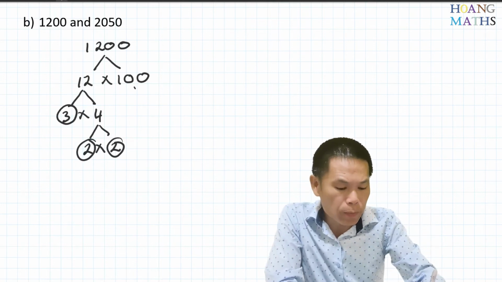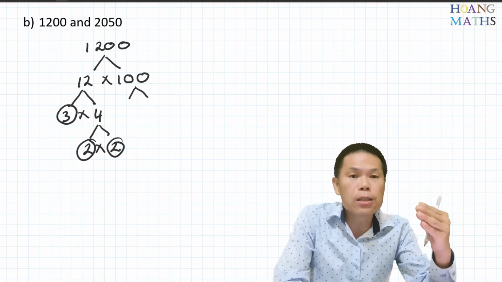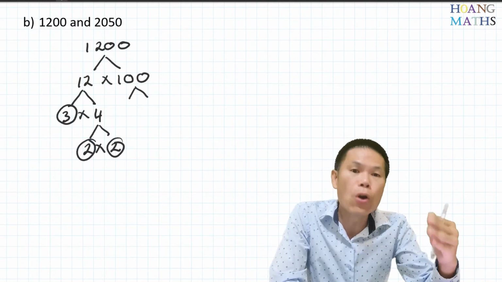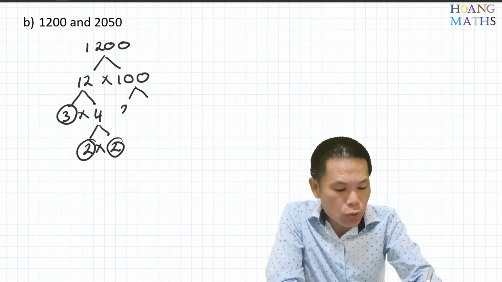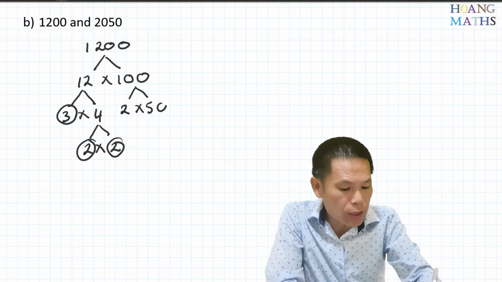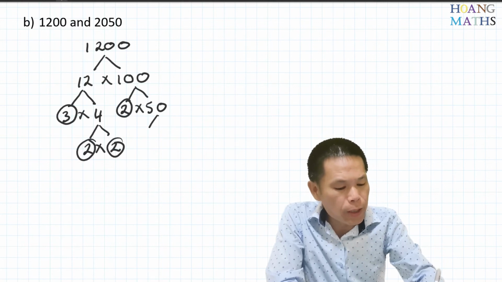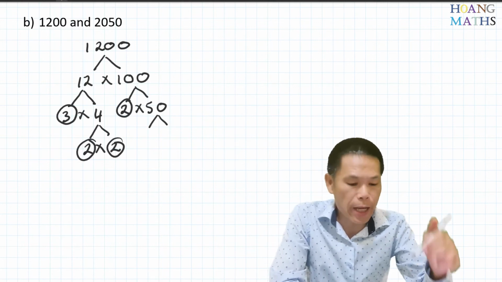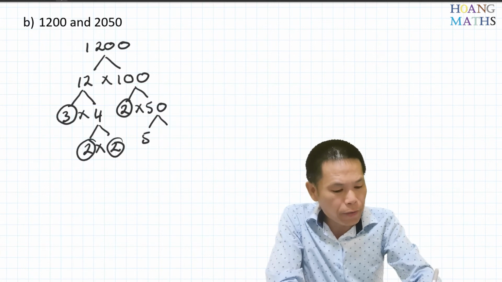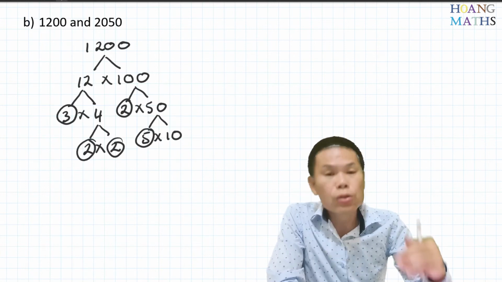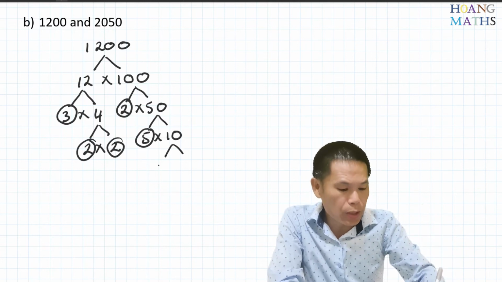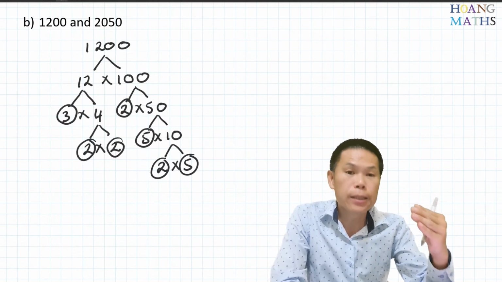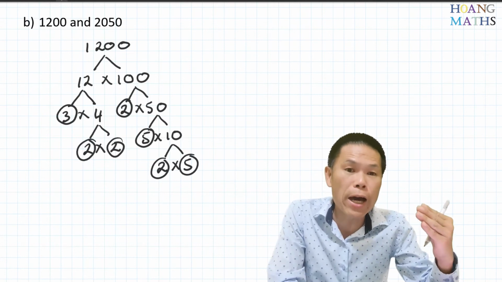And then 100. Now 100 is 4 times 25 or 2 times 50, whichever way you like, okay? So 2 times 50. And then 50 is 5 times 10, cool? So 5 times 10. So 5 is a prime number. And 10 is 2 times 5. So we circled this. This is it. So now I just need to write it out.